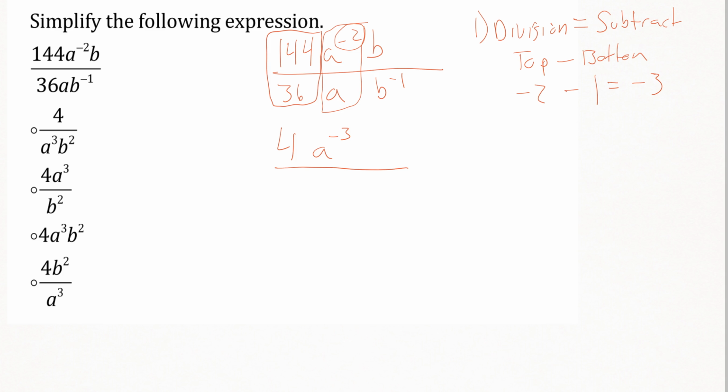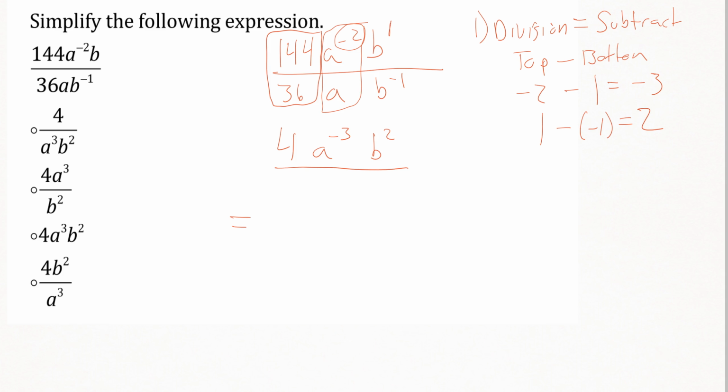In the second situation, we really have a b to the first, an unwritten 1 right there. So top minus bottom, we end up with 1 minus, and then a -1 for the bottom exponent on the b's. The negative negative turns into a positive, so we get 1 plus 1, which is going to give us 2. So we end up with a b squared on top.